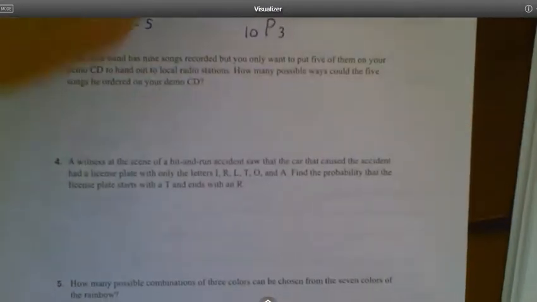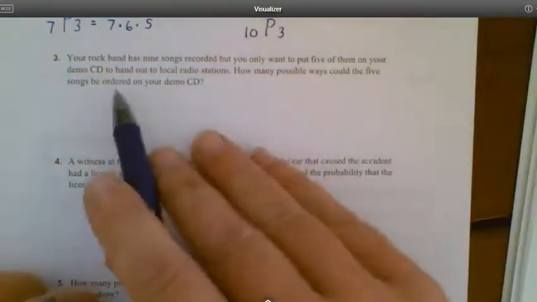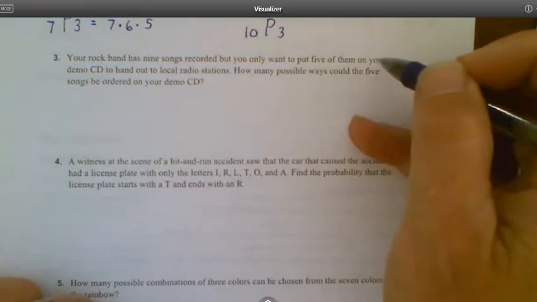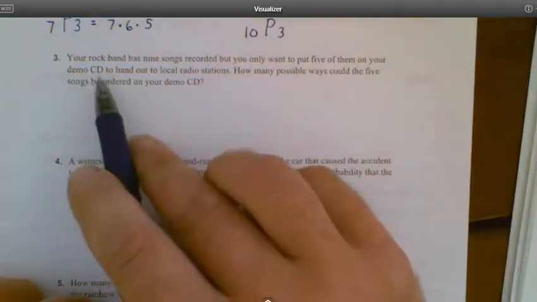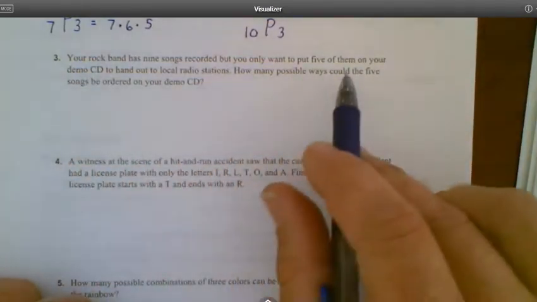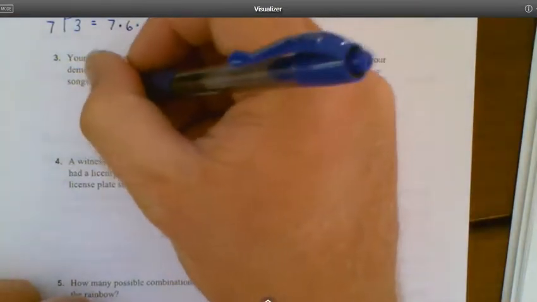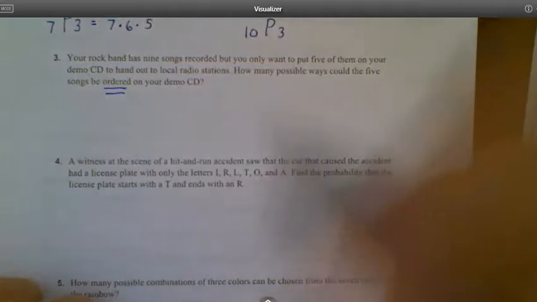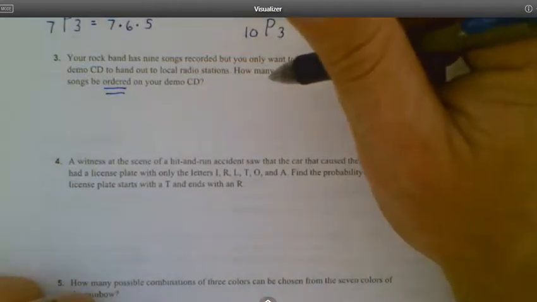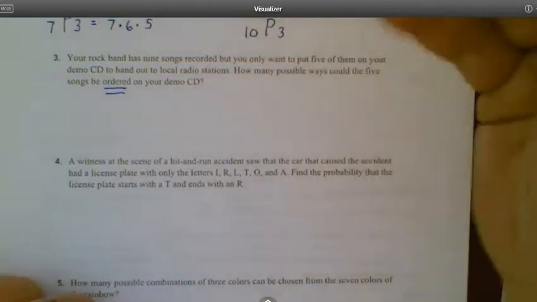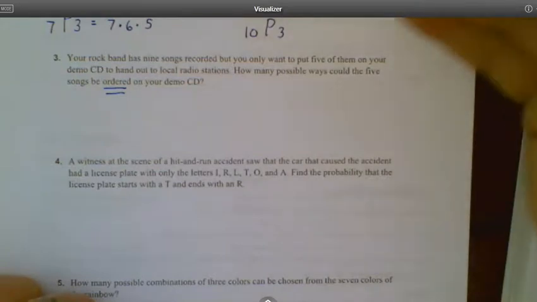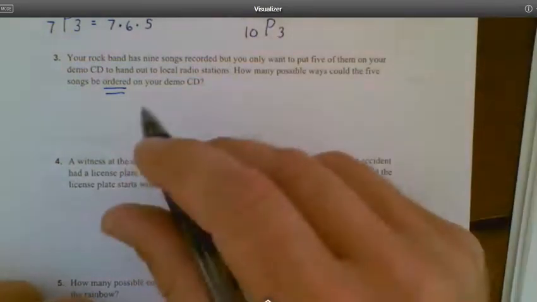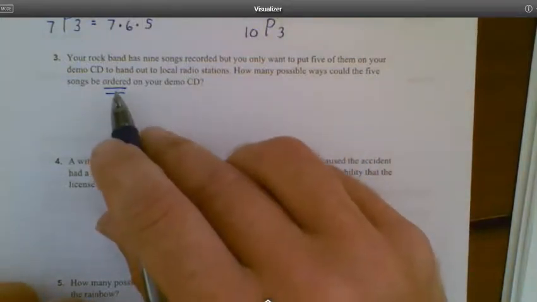So I have a rock band. I got 9 songs, but I only want to put 5 of them on my demo CD. How many possible ways could 5 be ordered? That's our keyword. We're putting them in order. Plus, you kind of have to think of, if I'm actually putting songs on a CD, naturally they would go in an order. There has to be a first song, a second song, a third song, and so on. So anyway, because I'm putting them in order, I know it's a permutation.